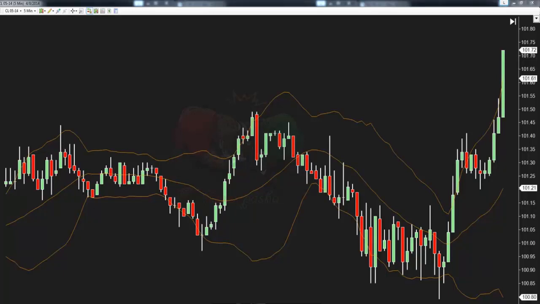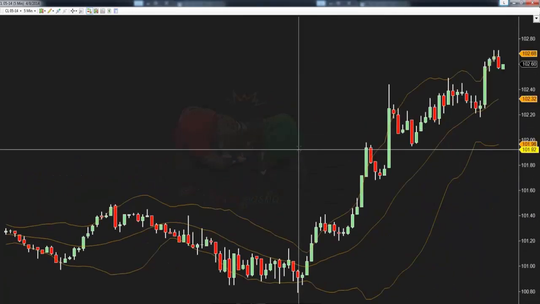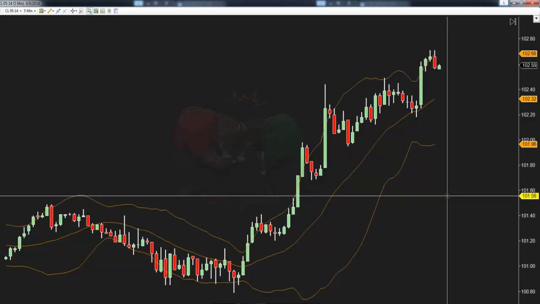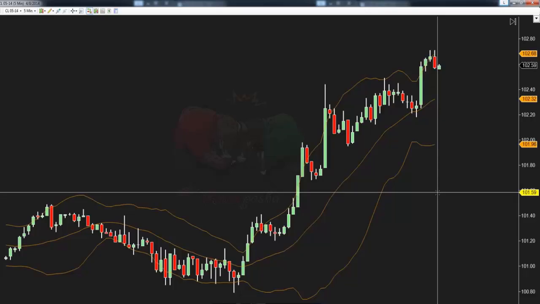So keep that in mind when you're trading these as support and resistance. They're a huge asset to a lot of traders, and a very widely used indicator, very, very powerful. So that's going to be trading.